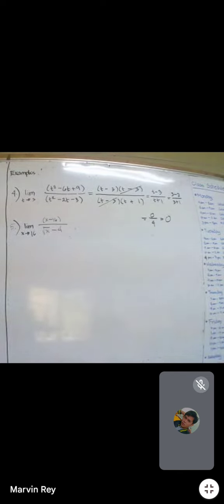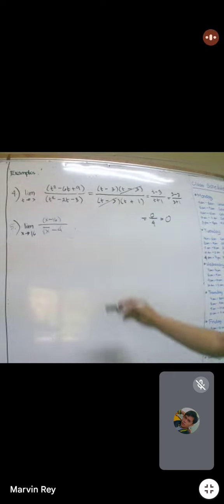So what's the first thing that you will do in terms of this? Rationalization, anyone? Sir, rationalization, like multiply the denominator's opposite, like square root of x plus 4. Yes, correct. Okay, very good. The term is rationalizing the denominator.